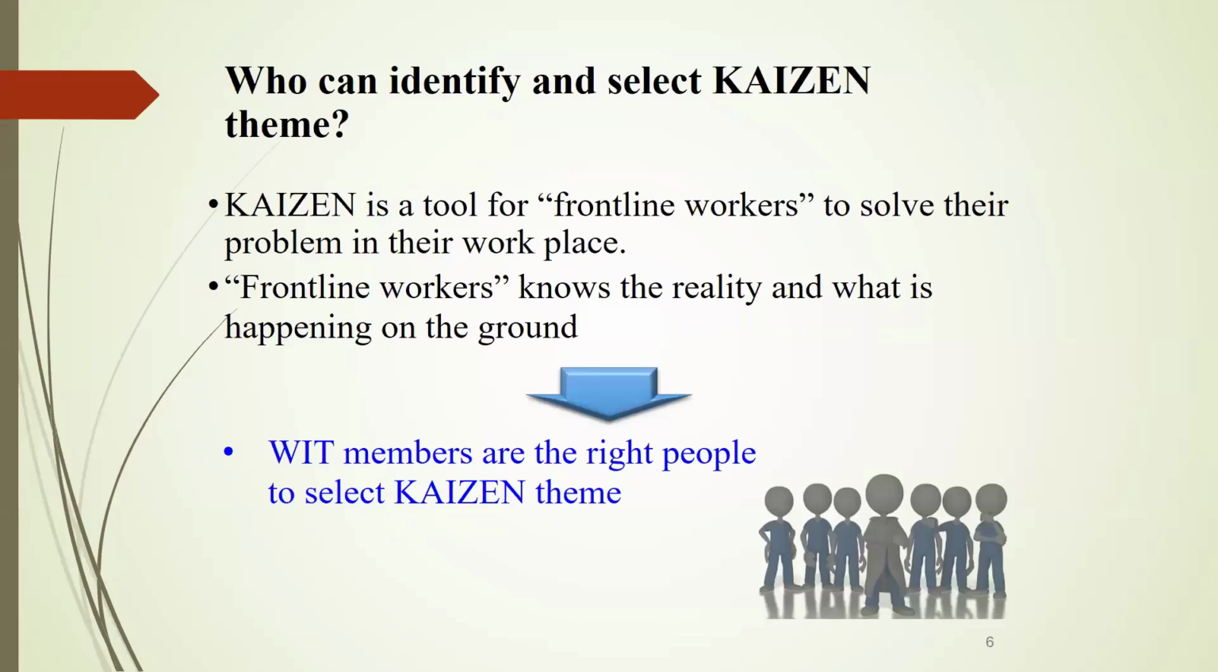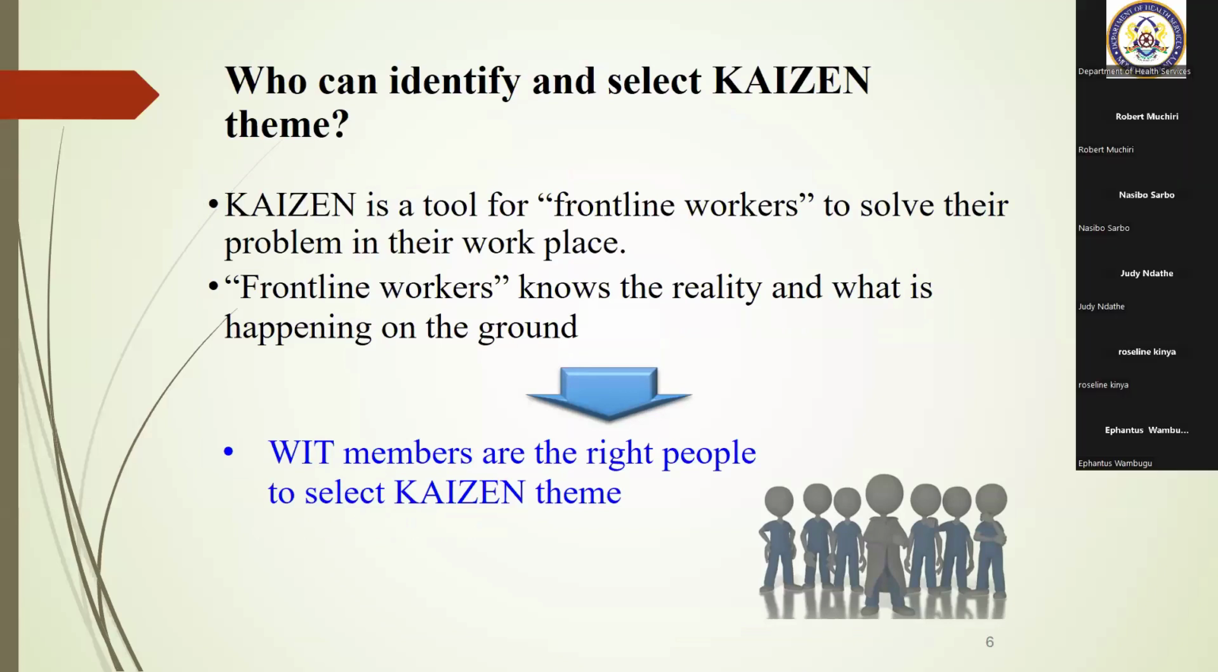So who can identify and select a Kaizen theme? It's the work improvement team. Who is this work improvement team? It's us. It's me and you. It's whoever is working in a particular department. Maybe TB department, maybe maternity, MCH department, maybe facility X. We are the work improvement team. We are the people who actually know what is hindering us from achieving what we want to achieve. We are the people who know why we are not doing well in TB, why we are not doing well in maybe HIV or PMTCT or all those indicators that we usually work with in our facilities. So we are the right people who can select a Kaizen theme.